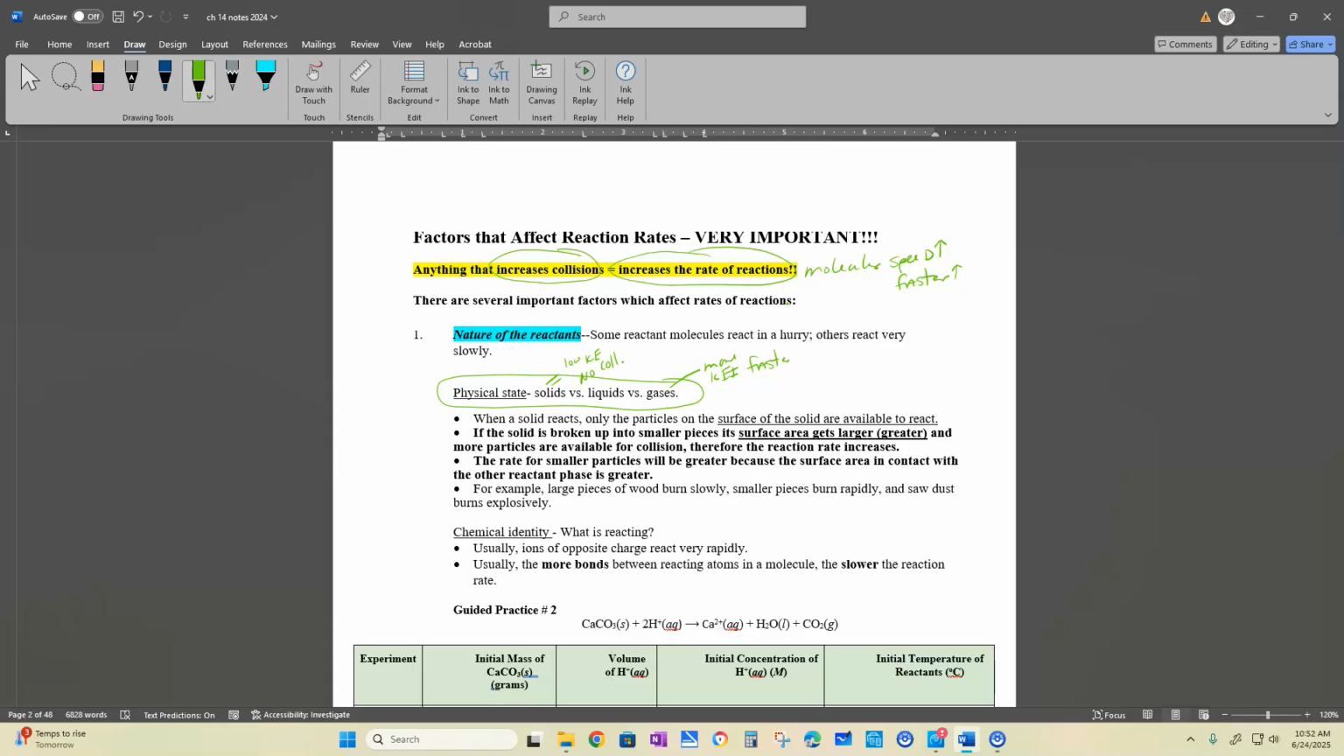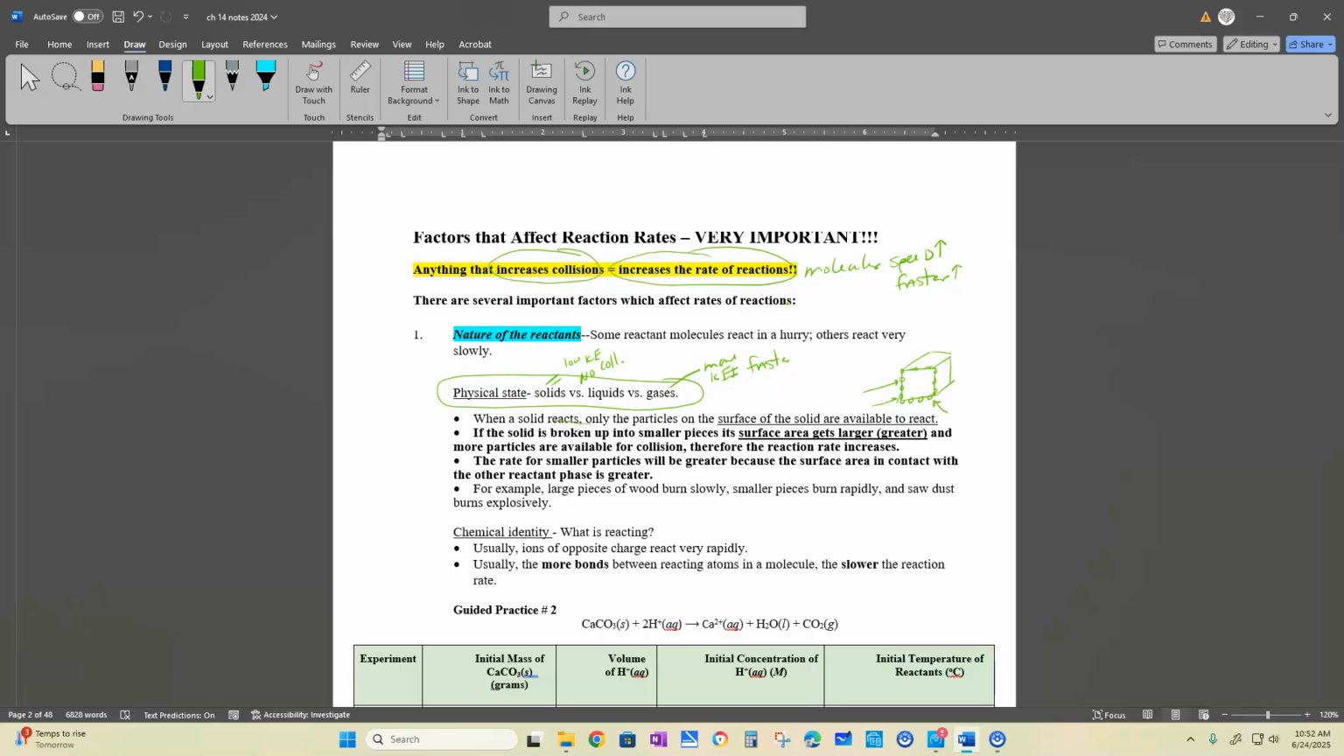But there is a way for us to take a solid and do something with it to get a reaction faster. What if you had a solid and only the particles on the surface of the solid are available to react? So say you have a cube, like a sugar cube. The particles that are only on the surface are the only ones that you're able to come into contact with, not the ones on the inside. On the inside are being protected, okay? And we call that surface area.